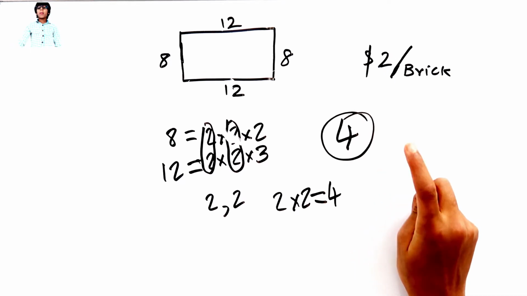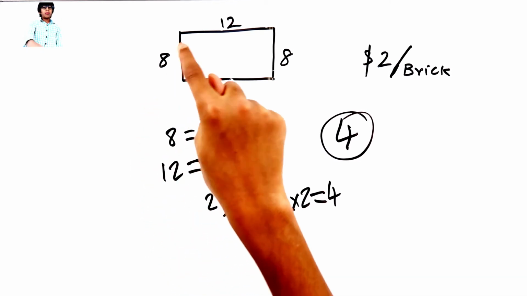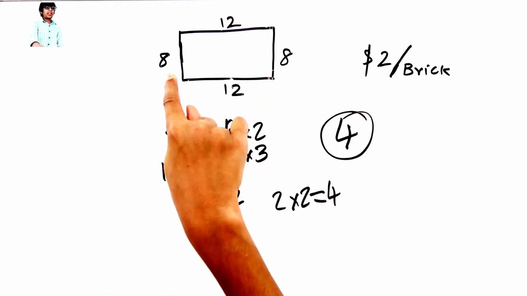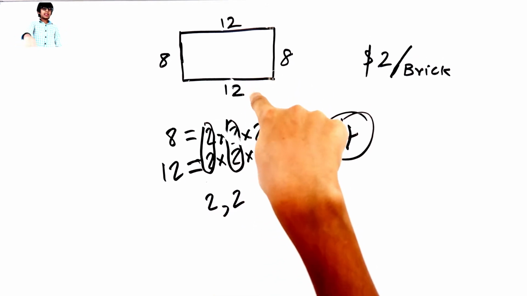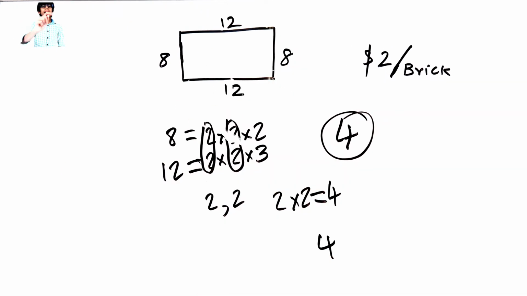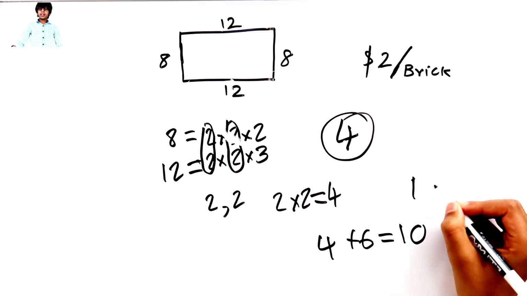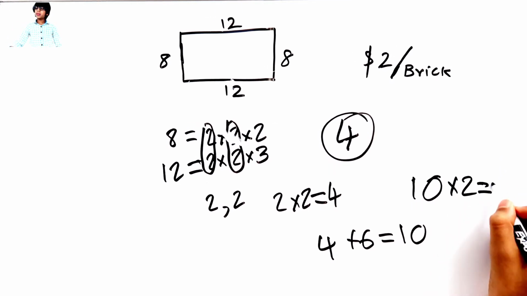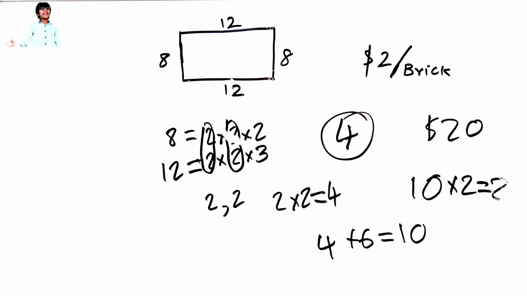Now I know what size I need for the bricks. So how many bricks would I need? Let's find out. So 8. That means I would need 2 bricks on this side and 2 bricks on this side. So 2 plus 2 is 4. And for this, I would need 3 bricks and 3 bricks. That would be 6. So 4 plus 6 is 10. I would need 10 bricks. And each brick is $2. That means 10 times 2 is 20. So $20 is the cost I would pay.